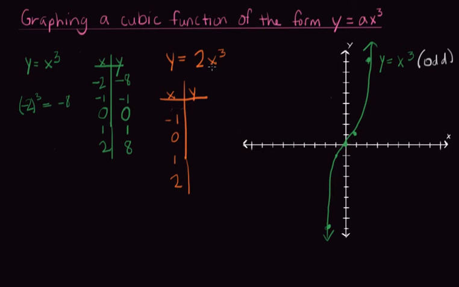So x to the third for -1 is -1 times 2, which is -2. 0 times anything is still 0. 1 to the third is 1 times 2 is 2. 2 to the third is 8 times 2 is 16. Like I said, those points are not going to be on the graph. So I have (0, 0), (1, 2), and then (2, 16). So we know it's going way up.